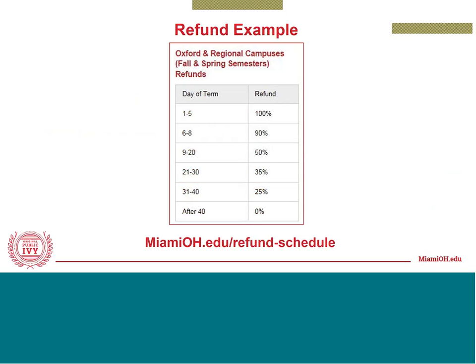Here is an example of Miami's refund schedule for the Oxford and regional campuses for fall and spring semesters. If a student withdraws during the first 5 days of the term, they will receive a 100% refund. If they withdraw after the 5th day, tuition and course fees will be refunded according to the schedule shown here. There are separate schedules found on the OneStop website for winter and summer terms.